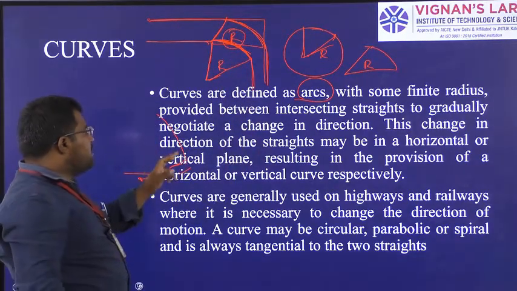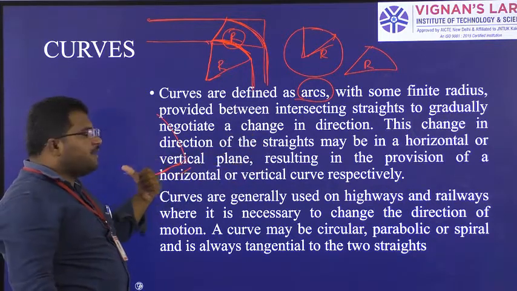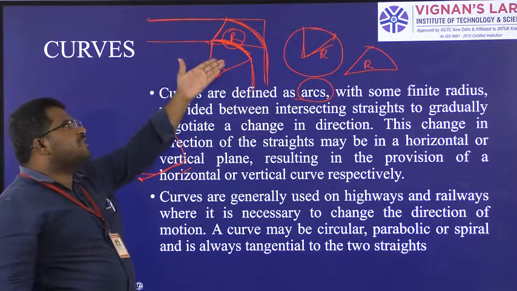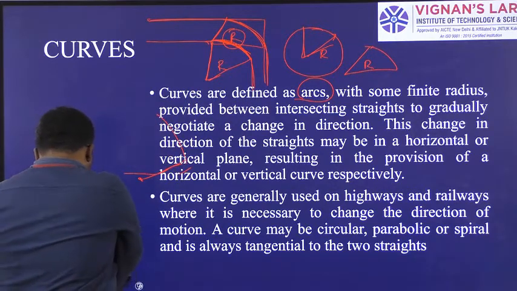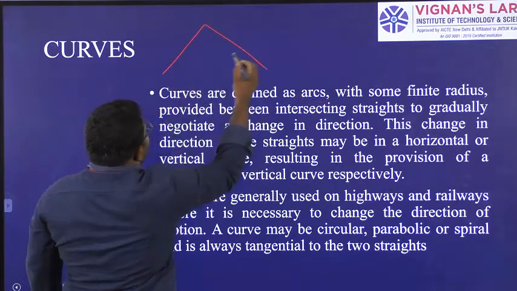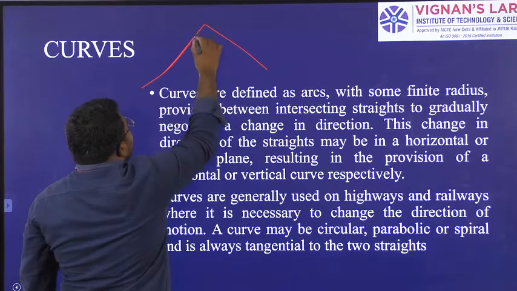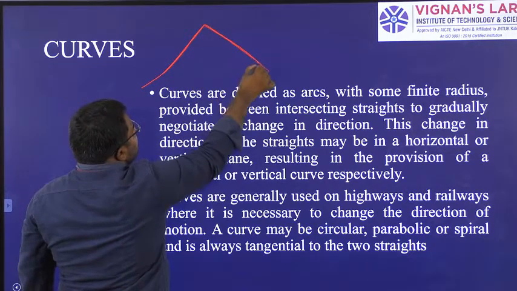So this change in direction of the straights may be in a horizontal or a vertical plane. Till now we saw only the case of horizontal. Sometimes, as I already told, we are going to see the curve in the case of a hill. If you are climbing a hill with your bike, you can't change direction.